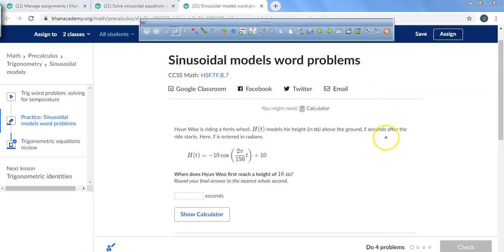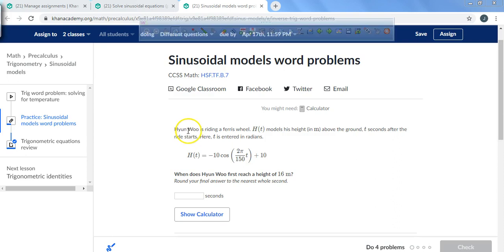Alright, so the problem solving process we did in the last video, we're going to apply these to sinusoidal models and word problems. It says this particular person is riding a Ferris wheel, and h of t models his height in meters above the ground, t seconds after the ride starts. Alright, so t is in radians. Right now it says, when does he first reach a height of 16 meters?